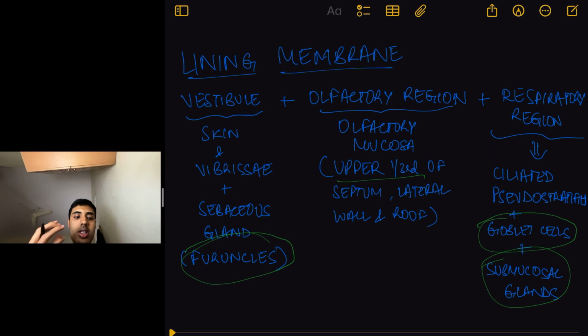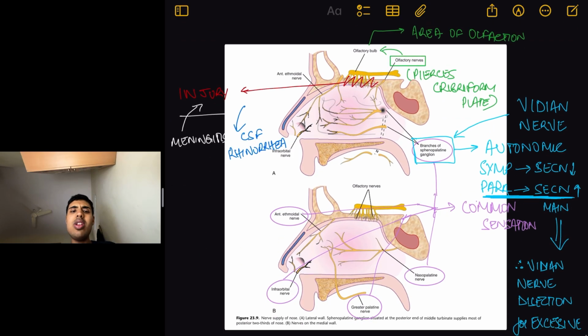The mucoid discharge, any rhinitis etc., you always have that mucoid discharge, right? Why is it there? It's because of these glands. They continuously secrete mucus, mucin, whatever you'd like to call it. So pseudo-stratified ciliated columnar epithelium. So vestibule lined by skin, an olfactory region in the upper part of the nasal cavity for olfaction, and the respiratory region. Then coming to the nerve supply.